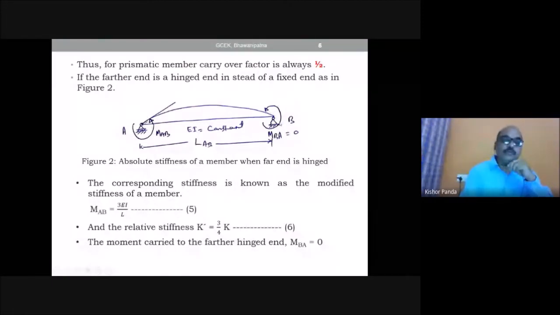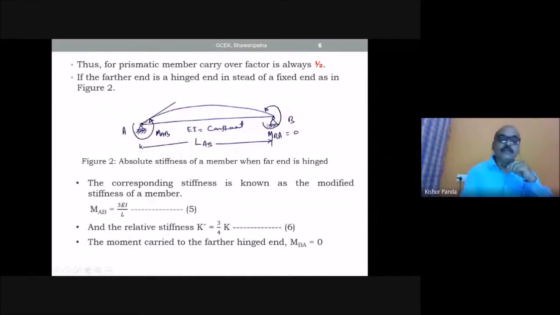Because of this, the relative stiffness K dash is equal to 3 by 4 K. So K is the stiffness, and K dash, the relative stiffness you have to take, is equal to 3 by 4 K. K is equal to I by L, but here K dash, the relative stiffness, is equal to 3 by 4 I by L when the far end of the member is hinged. So you can find the relative stiffness of the member as 3 by 4 I by L, and the moment carried to the further end is 0.